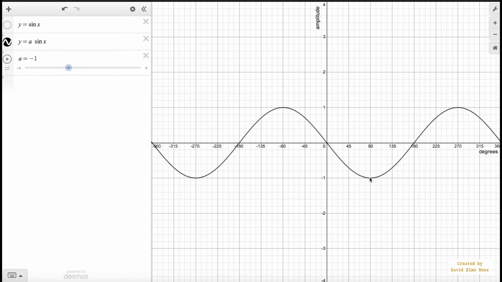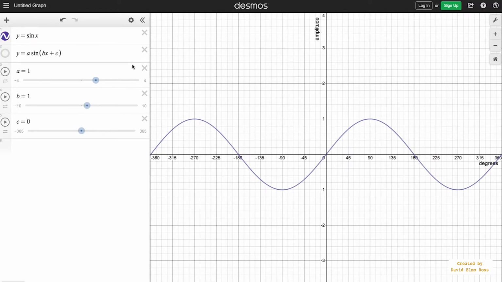Again, if we click on here, we can see 90 and 1. We can see all these various things as we could on the other one when it was in radians. Now what I've done in this instance is I've taken out everything else and put in a new function, y equals a sine bx plus c. Right now I've disabled it just by clicking on it, but I can enable it just by clicking here.